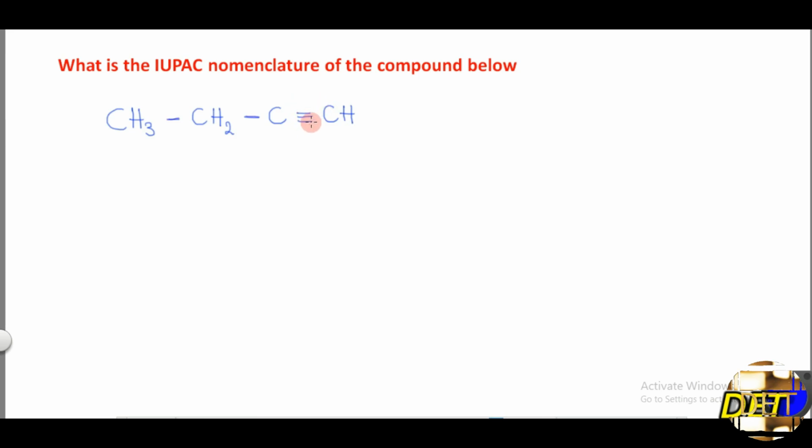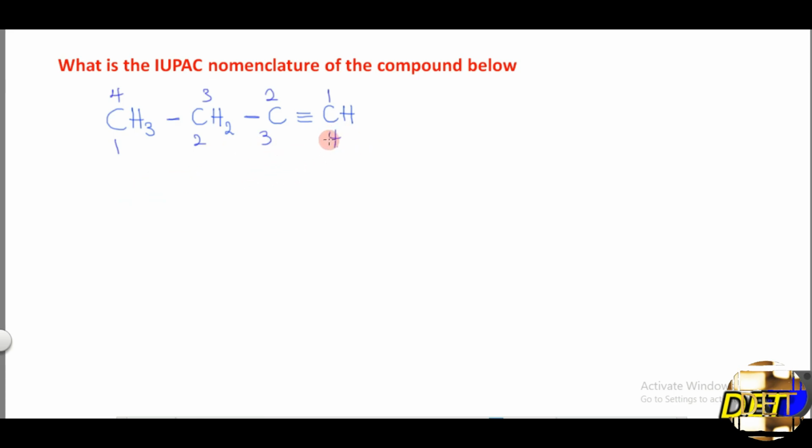So the functional group that is of priority here is the triple bond. The longest continuous carbon chain, this is it. And then we start numbering from the side closest to the functional group of priority. So we start numbering from here: 1, 2, 3, 4. This is the correct numbering. You start numbering from the side closest to the functional group. If you start numbering from the other side, this will be 1, 2, 3, 4, and this is a wrong numbering.